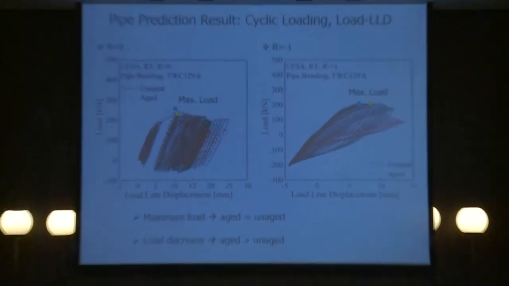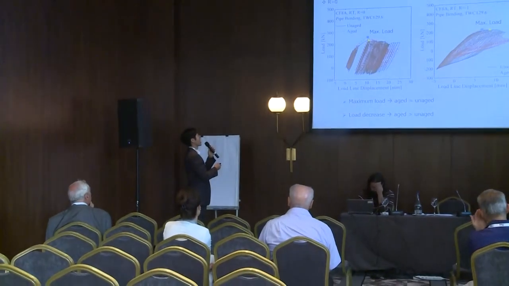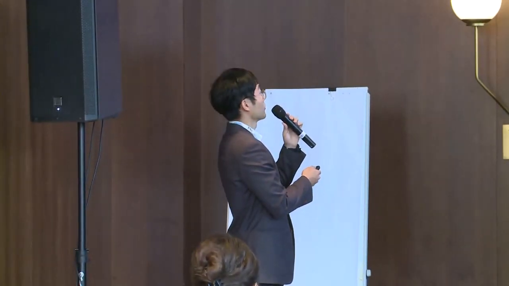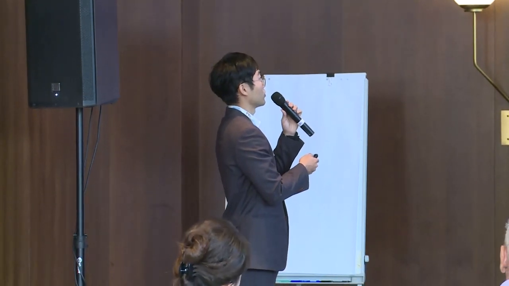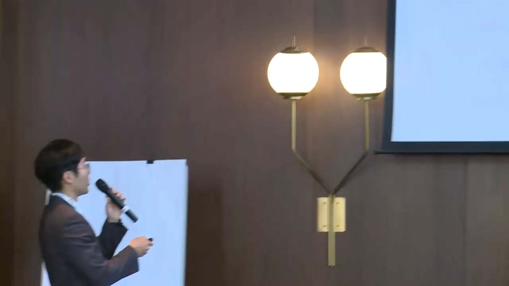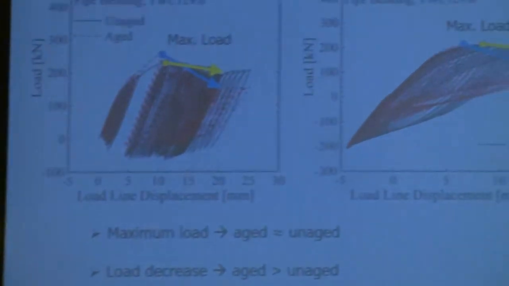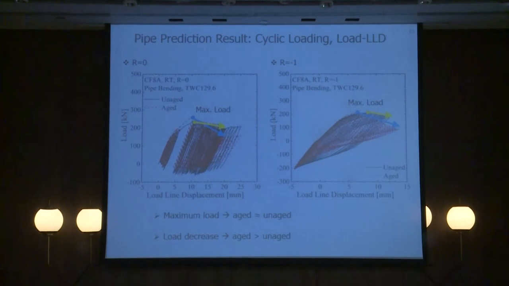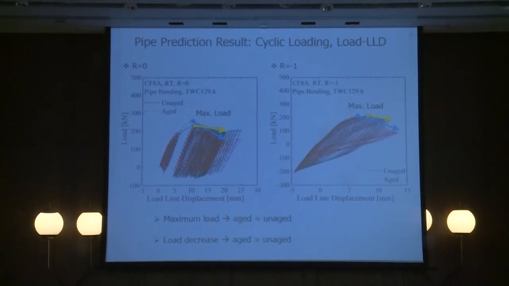And this one is the pipe prediction result under cyclic loading condition, the load line displacement prediction. You can see that the maximum load is almost the same. And when you see the load decrease, the aged one is faster than that of the unaged one, since the crack extension of the aged one is faster.